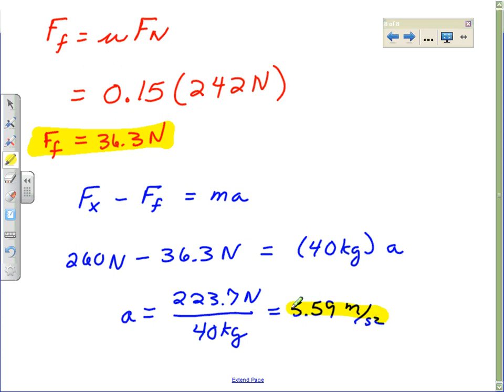So finding frictional force when you're pulling something at an angle is a bit more complicated. You have to take care.